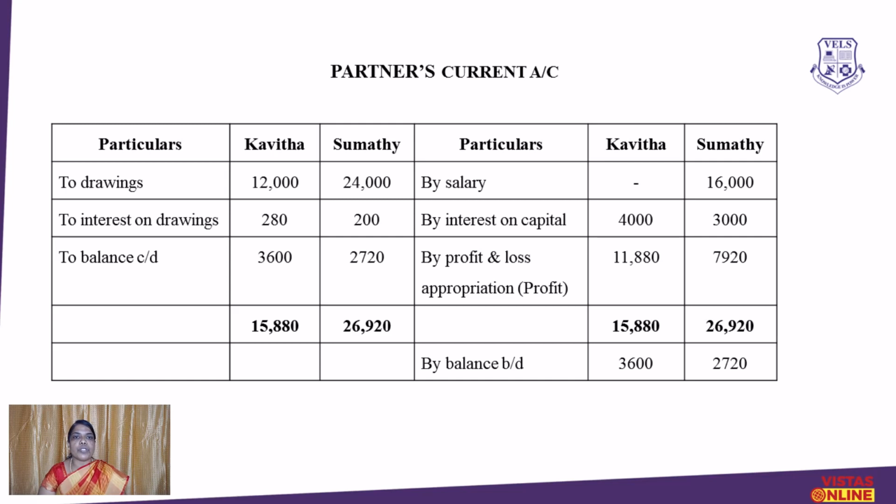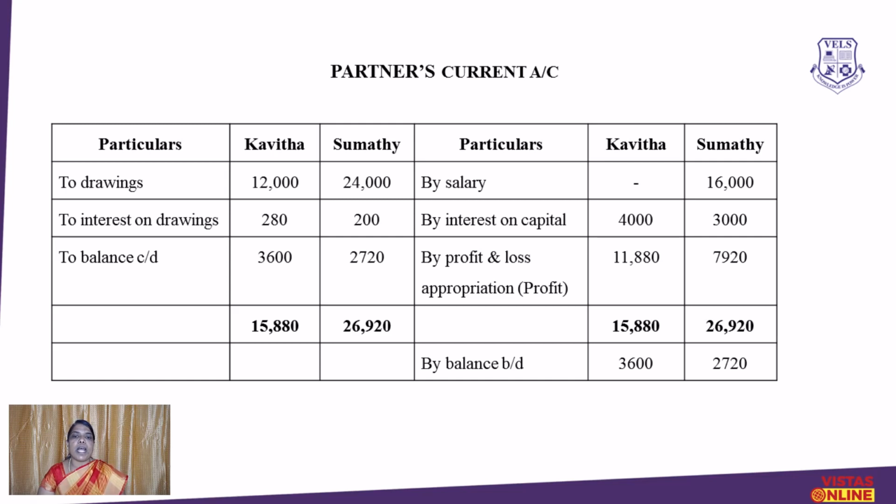For the calculation of partner's current account, on the debit side put 3 columns, particulars and the amount column for Kavita as well as Sumati. In the credit side also, particulars column, then 2 amount columns for Kavita as well as Sumati. Okay. Now we can move to the calculation. By salary. Salary is only for Sumati alone. So in the Kavita amount column there is no salary, nil value. In the Sumati amount column we write 16,000. Then by interest on capital. For Kavita 4,000, for Sumati 3,000.